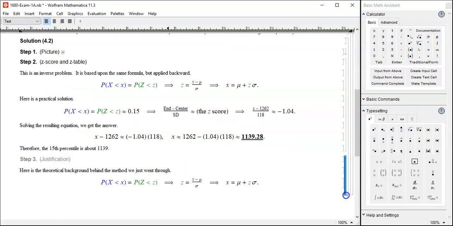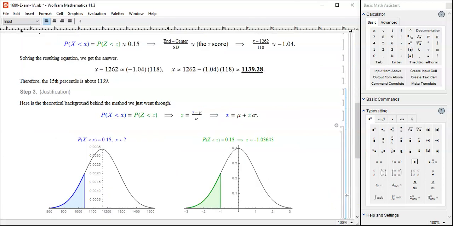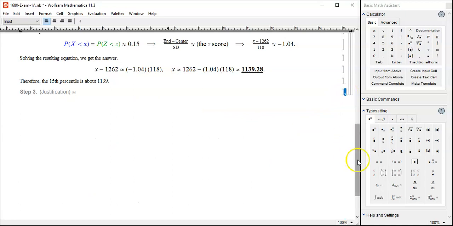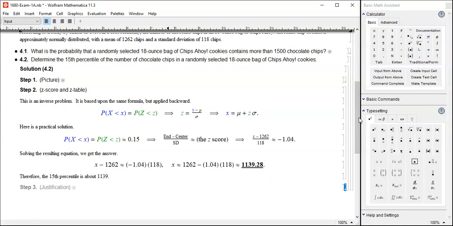If you want full justification, you can go ahead with this 15th percentile being pushed over through the rescaling, and then this normal distribution in general centered around 1262 is being pushed over to the standard normal so that you can look up the table. If you're not too much into justification, just skip this part and you can stick to the picture and the z-score computation.